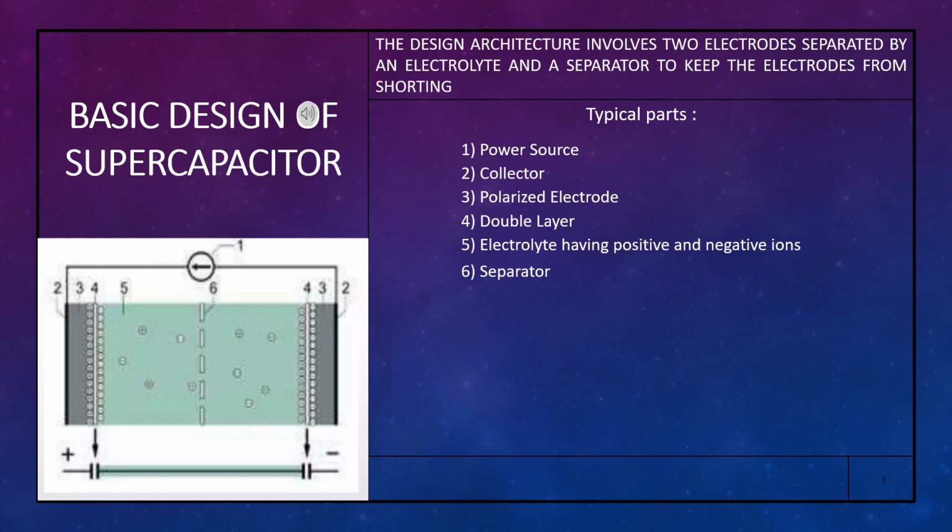And number 4, the double layer, represents the separation of positive and negative charge at the interface of the electrode and the electrolyte. Number 5, the electrolyte, contains ions, both positive and negative, that enable the charge storage and transfer process. And lastly, the separator, number 6, prevents physical contact between the two electrodes while allowing ion movement within the electrolyte.